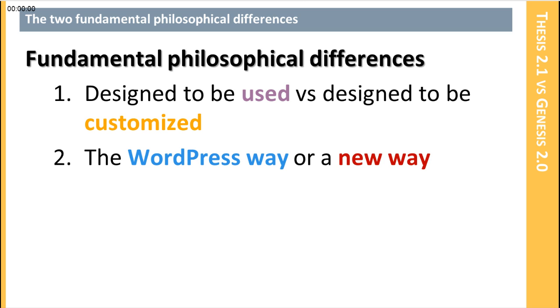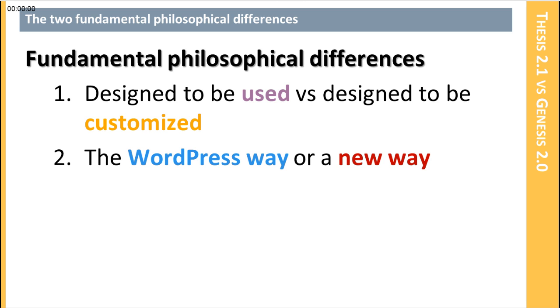The second philosophical difference is in how they're used. Really, there is the WordPress way of using WordPress, and there is the Thesis way, or this new way of using WordPress. You know, the fundamentals of creating a menu and creating a post or a page and adding images and that kind of stuff, those aren't any different regardless of which theme you choose. But there is a WordPress way and a Thesis way.